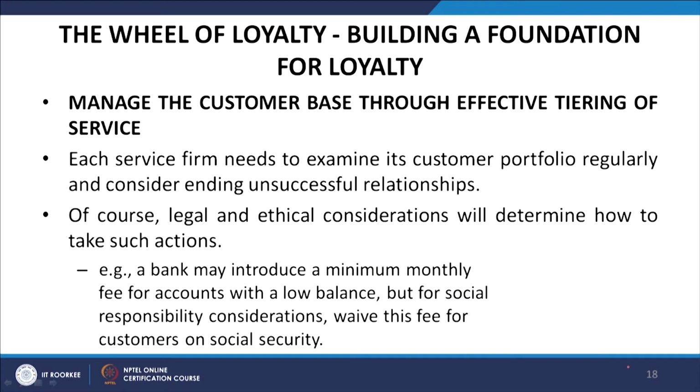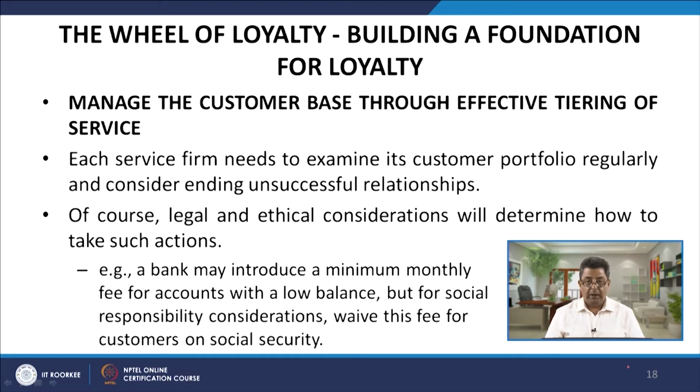So each firm needs to examine its customer portfolio regularly and consider ending unsuccessful relationships. Of course, legal and ethical consideration will determine how to take such an action. So you just cannot end a relationship one fine morning, as there can be legal and ethical considerations. But these customers should be red flagged that they are no longer profitable and the company has to end the relationship with them.